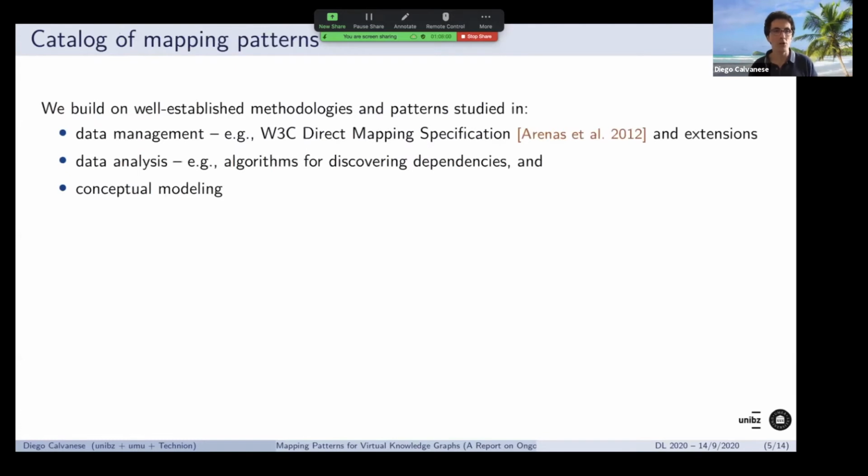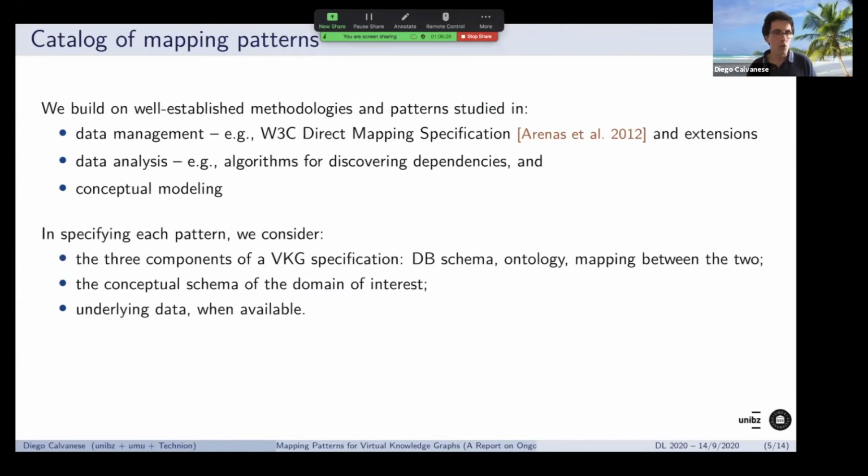First of all, the catalog of mapping patterns. Now, in order to set up our catalog, and the elements in this catalog, so the patterns in this catalog, we are building on well-established methodologies and patterns that have been studied in data management on one hand, in data analysis, and also in conceptual modeling. For example, our mapping patterns capture the W3C direct mapping specification and also extensions that have been proposed for it.